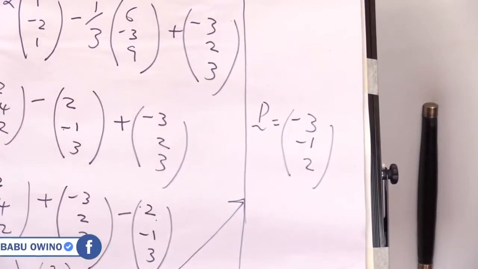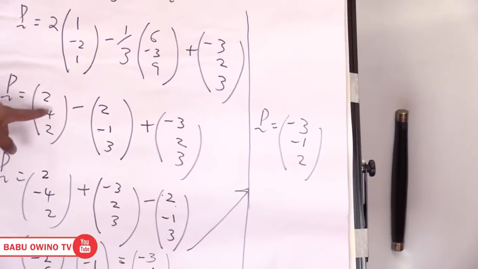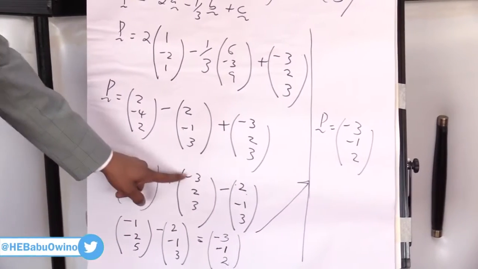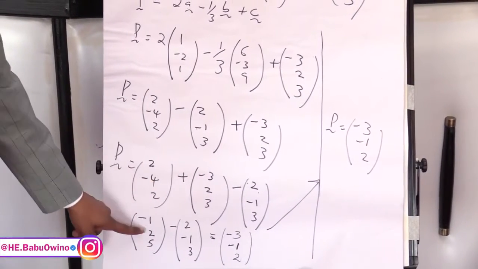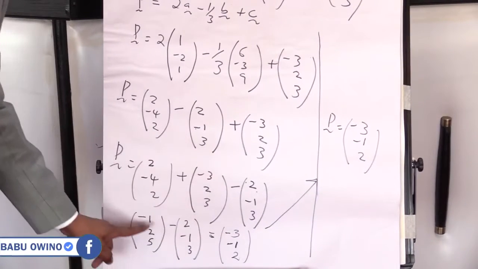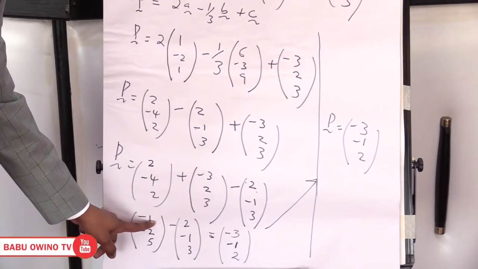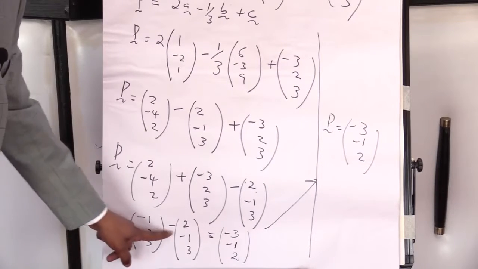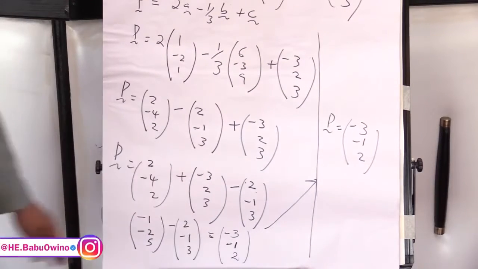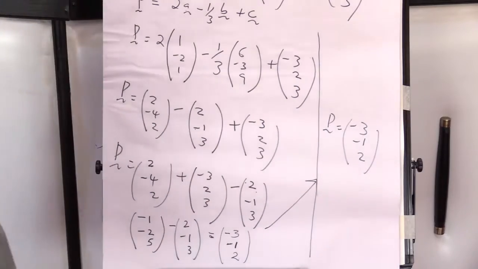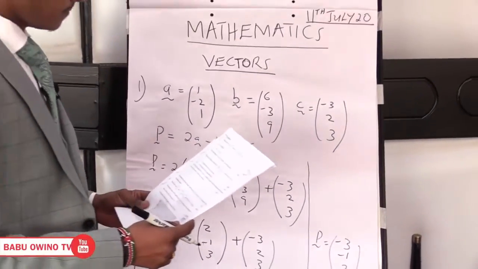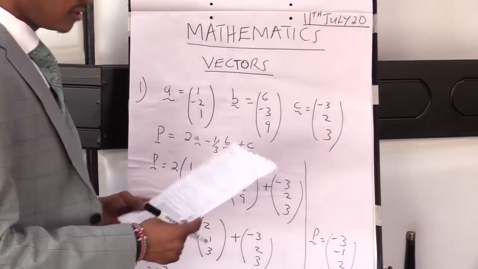So you must be very careful with the signs once again. You add this to this: -1, that is -1, then -2, then 5. Then you subtract (2, -1, 3). This is -3. 1 minus 2 is -1. 5 minus 3 is 2. So this is what you get. Then the next question on that, part B: determine the magnitude of P.